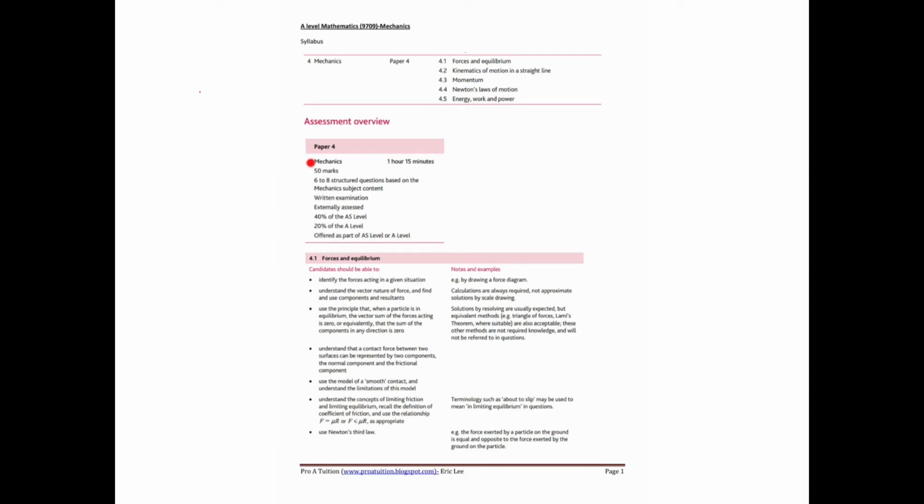Okay, so the starting of this paper 4 is about the syllabus and how the exam works: a 1 hour 15 minutes exam, 6 to 8 structured questions, and 4.1 forces and equilibrium. And these are the syllabus. So I leave it to you to look through on your own, and we just move on to the next page.